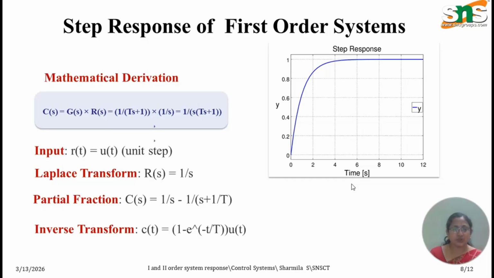So we substitute the R(s) value into 1/(Ts+1) multiplied by 1/s. The final equation is 1/(s(Ts+1)). This shows the partial fraction of this equation, and this represents the inverse transform of this equation. This graph shows the step response of the first order system, with time on the x-axis and the magnitude response of the system on the y-axis.